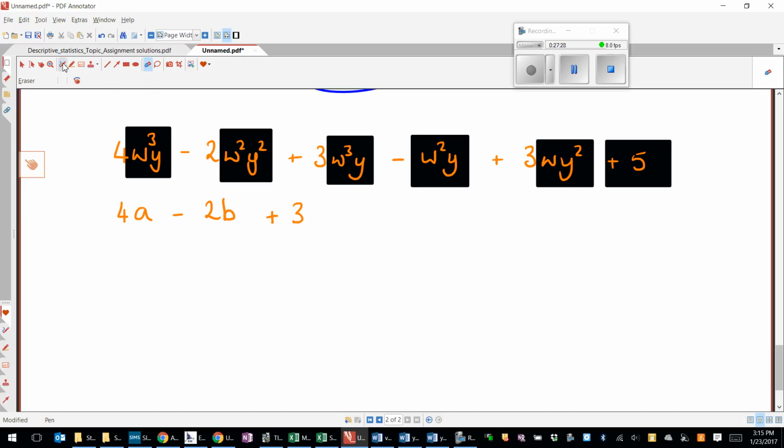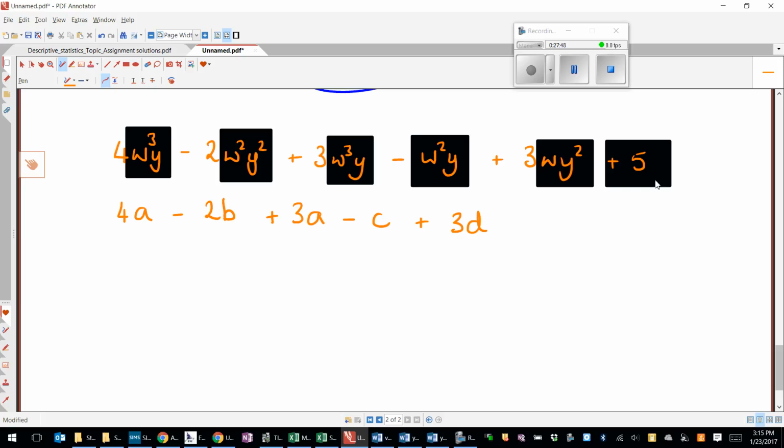Is that the same as any of the others so far? No, so that's got to be a minus c. And then plus, is that the same as any of the others? No, so it must be a plus 3d. And then that's just a plus 5.